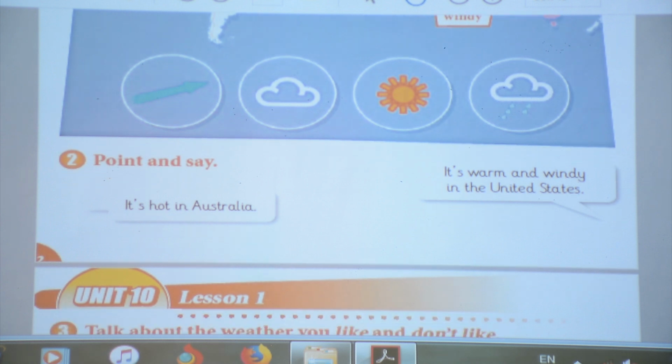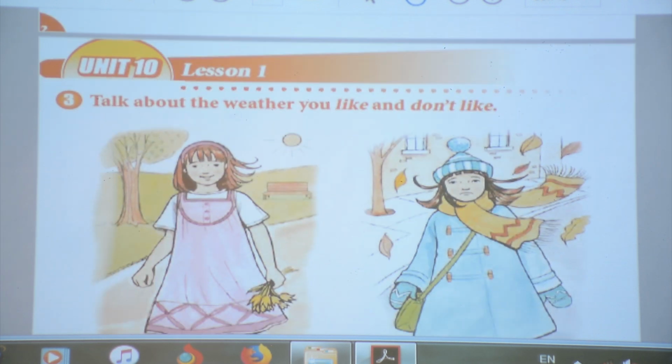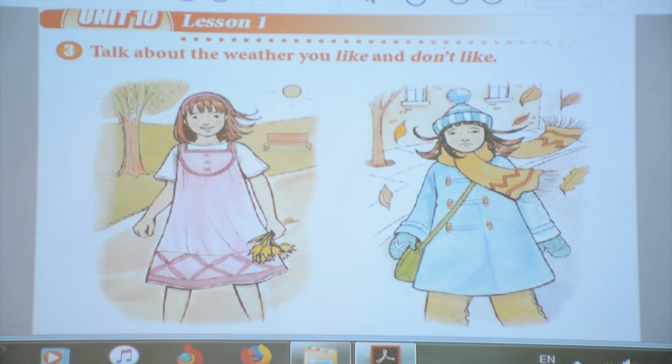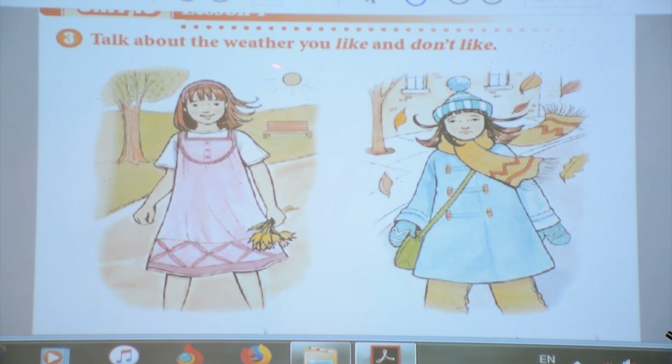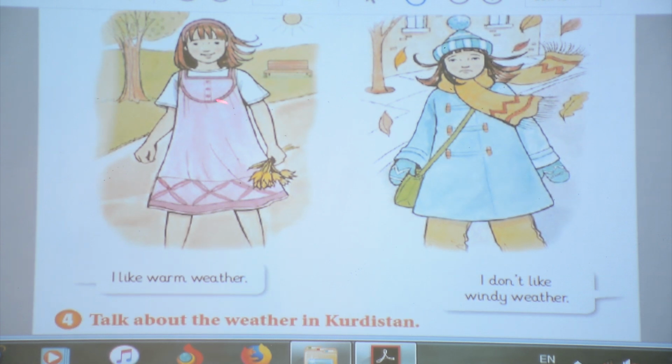Unit 10, Lesson 1. Talk about the weather you like and don't like. And this one is, I think, she likes sunny weather and she doesn't like windy weather. Let's look at the sentence. Yeah, she said, I like warm weather. I don't like windy weather. This one is windy weather.